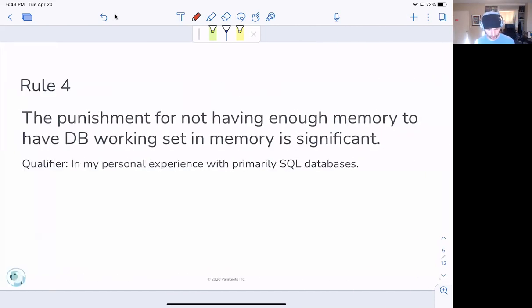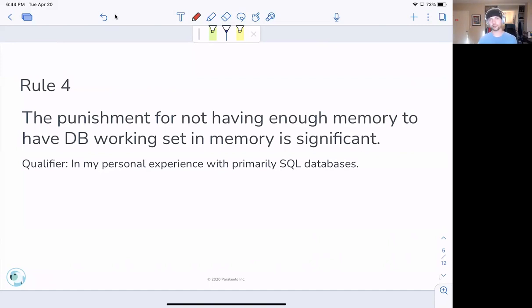The punishment for not having enough memory to have database work happen inside of memory is significant. This one's a little more specific to traditional databases. Something like Google's Bigtable is very different and might not have these same challenges. I haven't personally worked with those types of systems at scale. But speaking more specifically, things like Postgres, MySQL databases, even NoSQL databases.